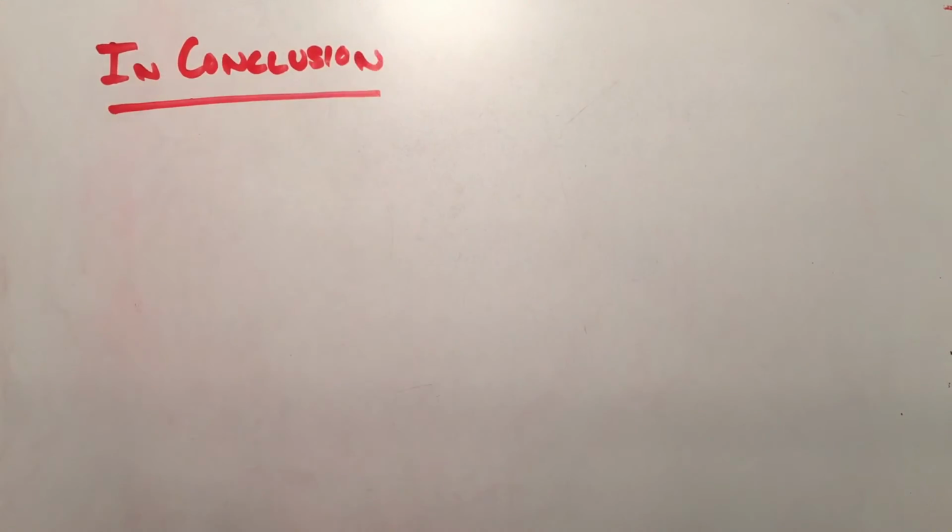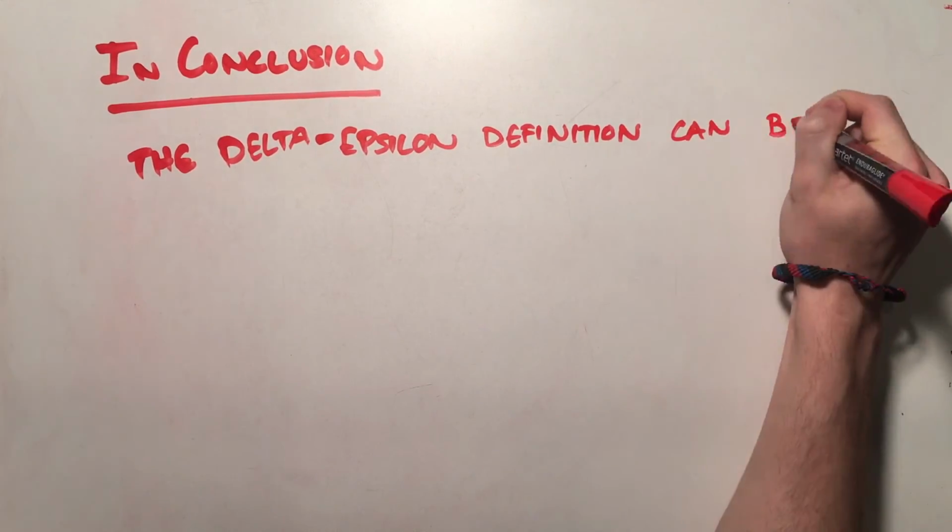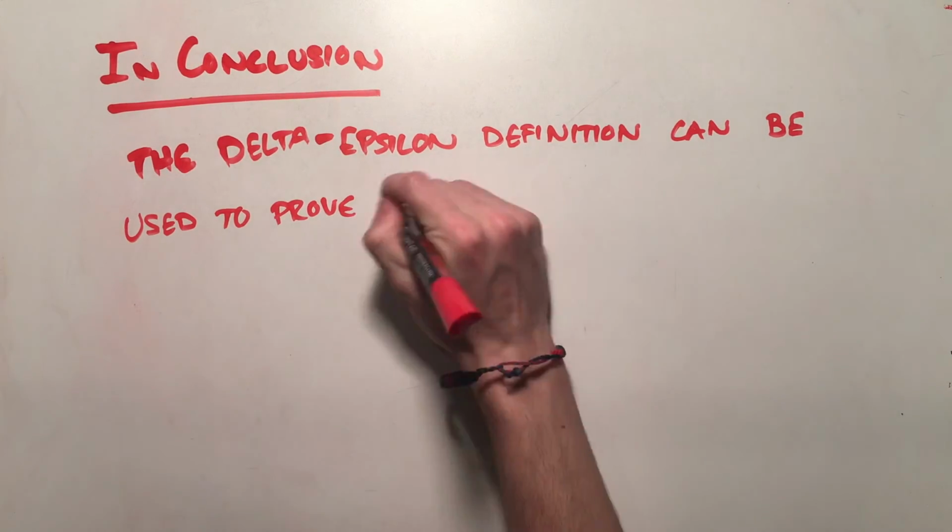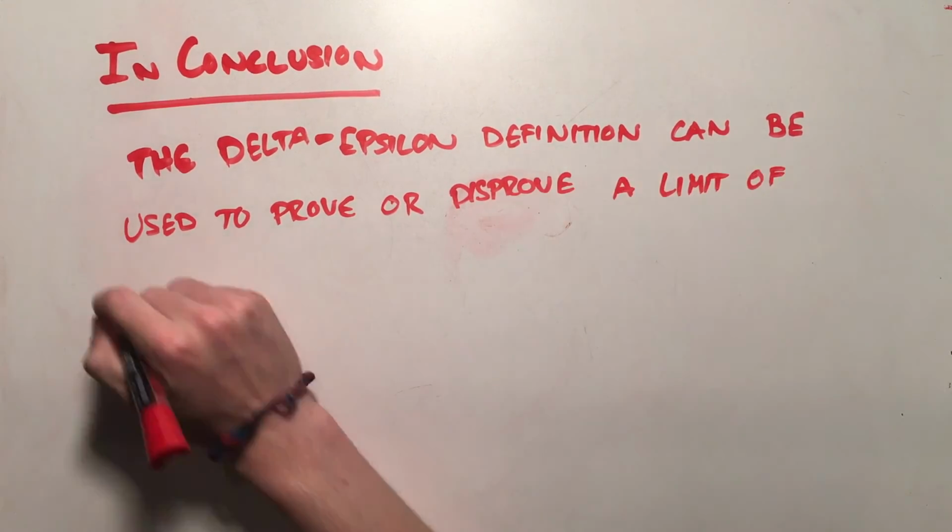In conclusion, the delta-epsilon definition can be used to prove or disprove a limit of a graph at a certain point.